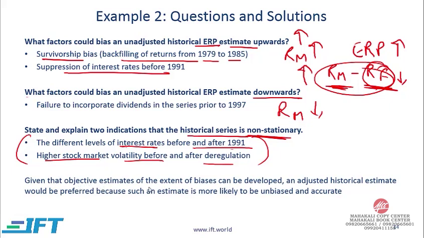Given that objective estimates of the extent of biases can be developed, so this was actually given in the question, that once you've identified the biases, you can estimate the impact of those biases. An adjusted historical estimate would be preferred. So you come up with the equity risk premium, and then you recognize that there are biases. You can also quantify the value of those biases, which is easier said than done, but in the exam world, let's say it is given. Then you make the adjustment and use the adjusted ERP, not the plain ERP that you calculate.